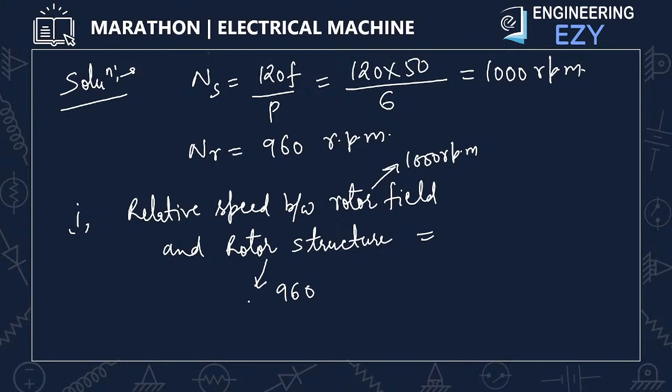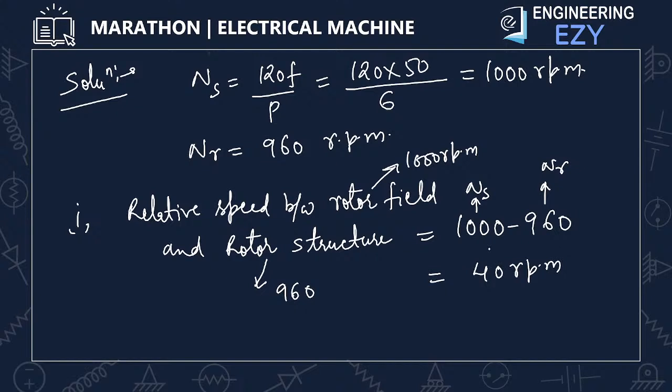Yes. So Abhishek has given all three answers correct. Very good, Abhishek. So the correct answer is 1000 minus 960. The speed of the rotor field is 1000, that is Ns. Rotor field speed is Ns and rotor speed is Nr. So the correct answer is Ns minus Nr. So 1000 minus 960 is 40 rpm. The first answer is 40 rpm.